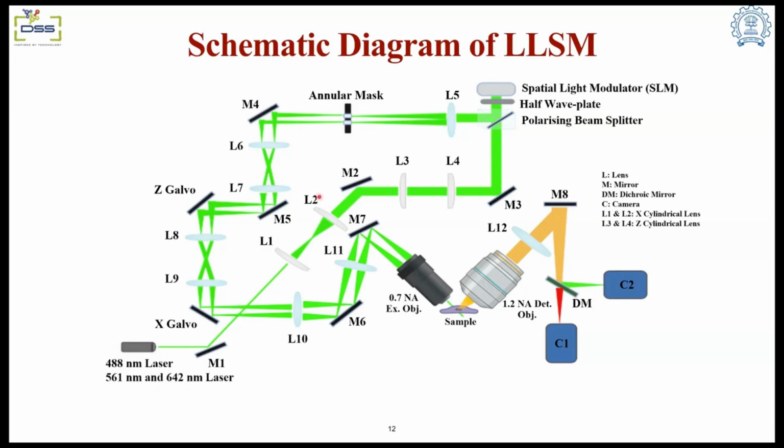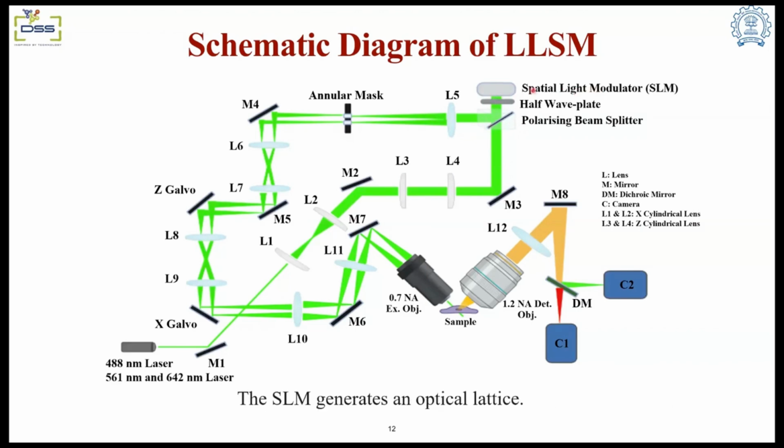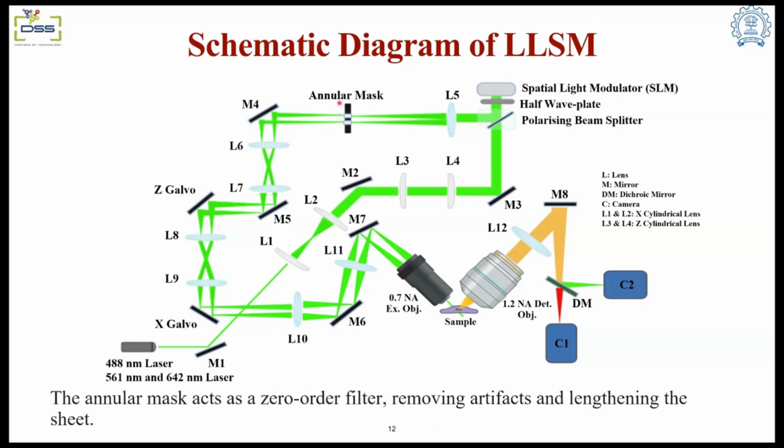Basically, we first use two sets of cylindrical lenses. This is one set and this is the other set. These cylindrical lenses stretch and collimate the beam. After that, the beam goes to the polarizing beam splitter, and then the certain polarization goes to the spatial light modulator, which generates the optical lattice, and then here is the half wave plate. The light will come here like this, and this is the annular mask.